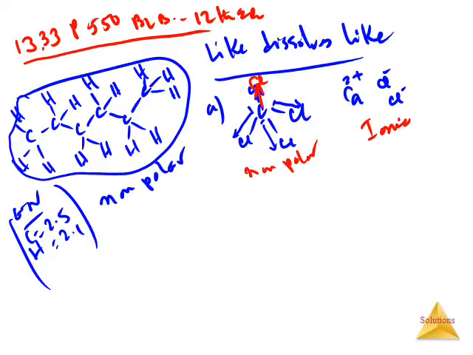Now let's apply like dissolves like. Non-polar would go in non-polar solvent. So carbon tetrachloride would be soluble in non-polar hexane. On the other hand, ionic calcium chloride will not be soluble in hexane. Let's see what we have in part B.